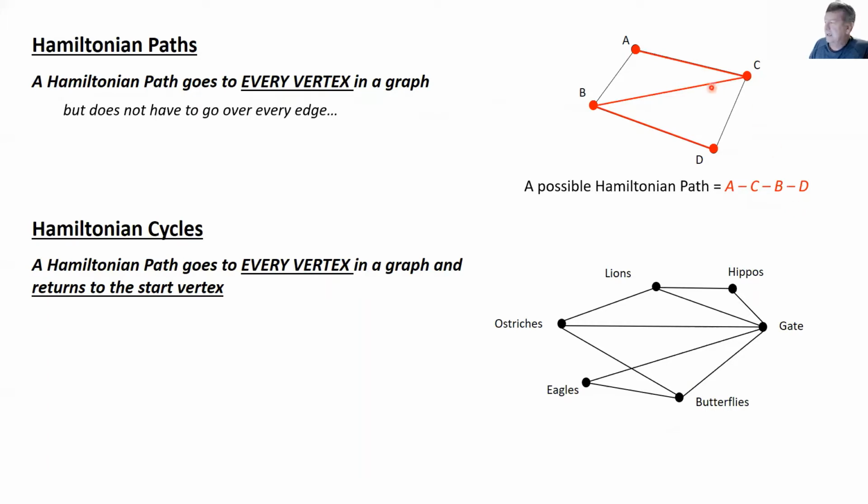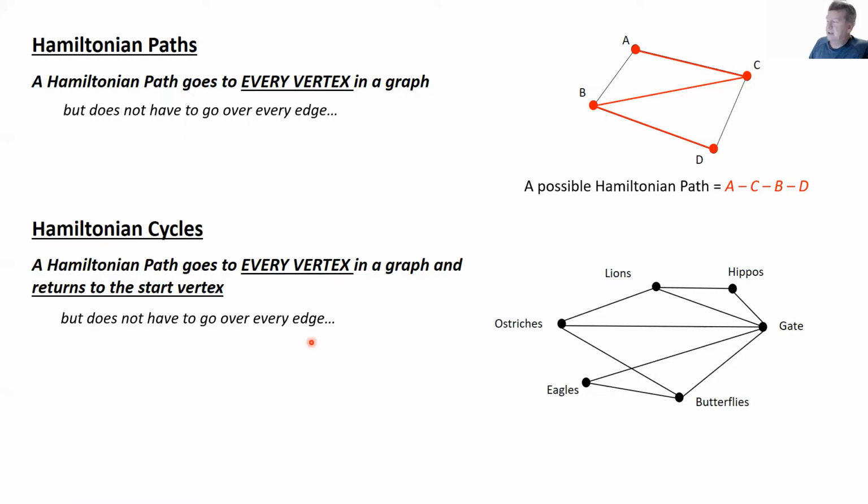It doesn't matter about these 2 edges. A Hamiltonian cycle is the same thing as before, every vertex, but then you return to the start vertex. Again, you don't have to go over every edge. Now, the bad news, I said there was good news. The bad news is there's no real trick, like checking the degrees of the vertices, to see if it exists. It is purely trial and error.